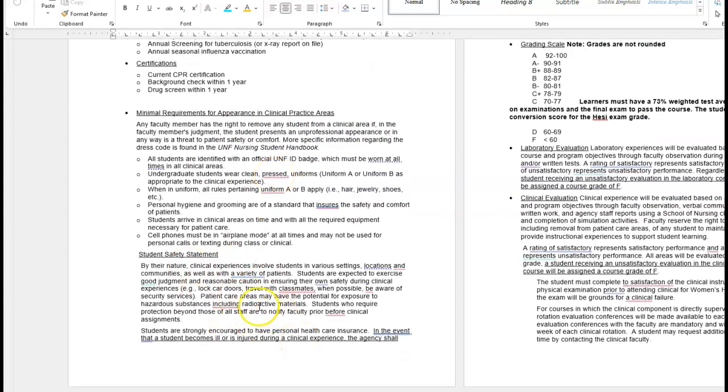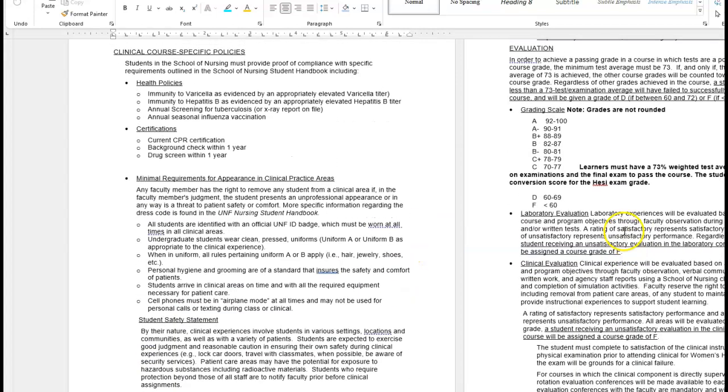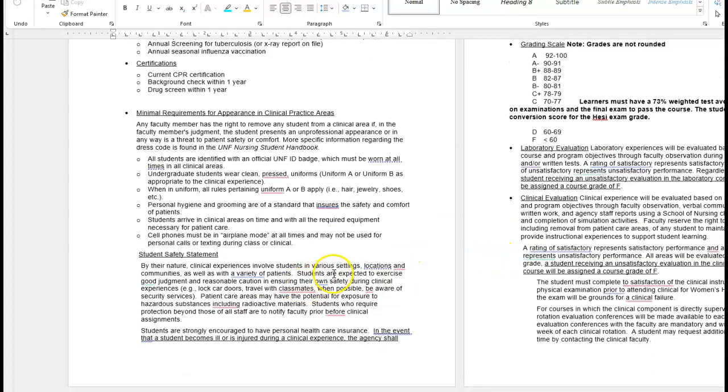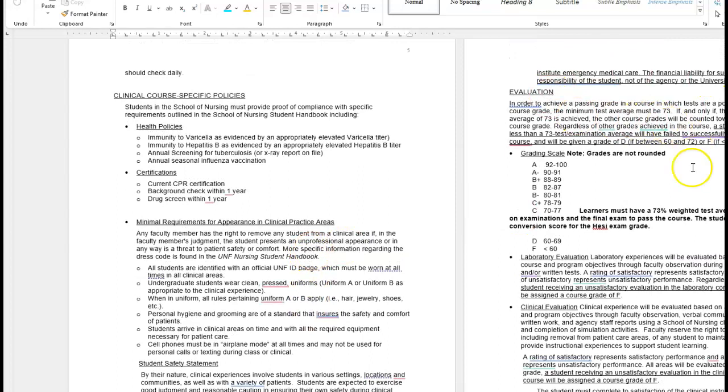Student safety, and just use your good judgment and stay safe. Always make sure you wear gloves, universal precautions, wear your mask if someone's coughing, all of that. You guys are good with that.